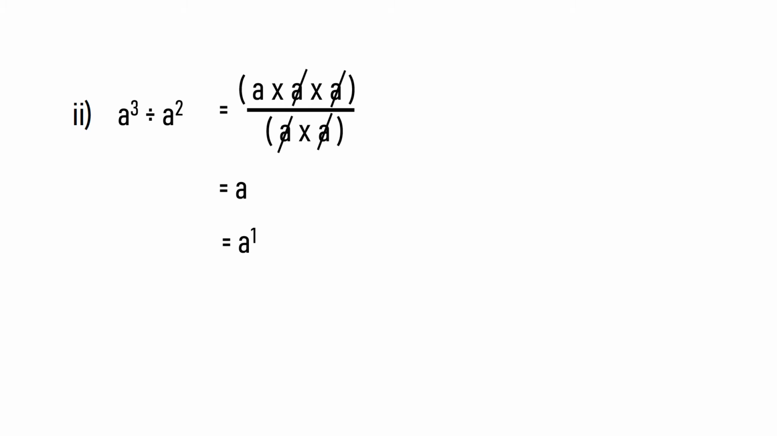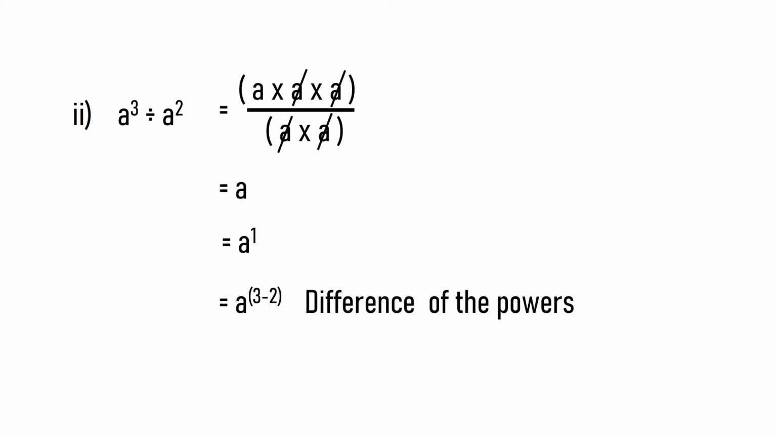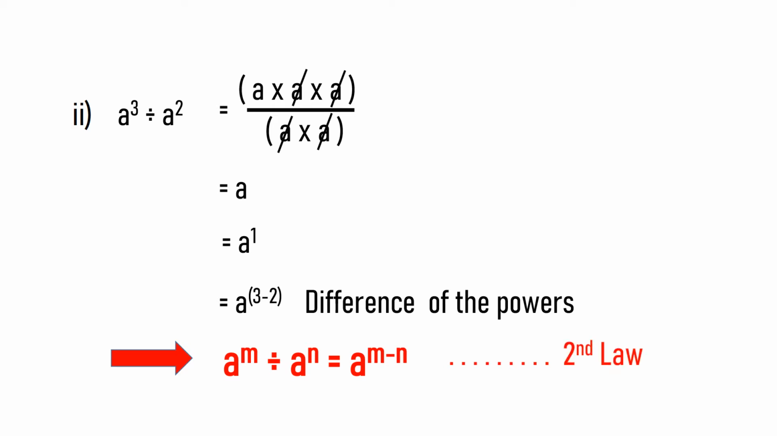Comparing the powers, we clearly see that a power 1 is the same as a power 3 minus 2. This is simply the difference of the powers. Therefore, in a general case, a power m divided by a power n is the same as a, which is our common base, raised to m minus n. This is our second law of indices.